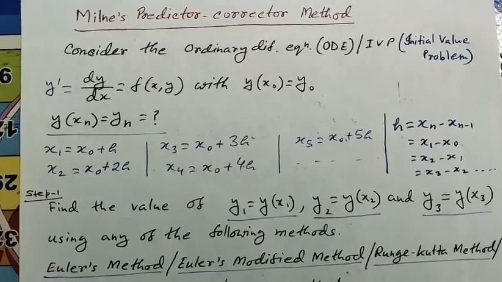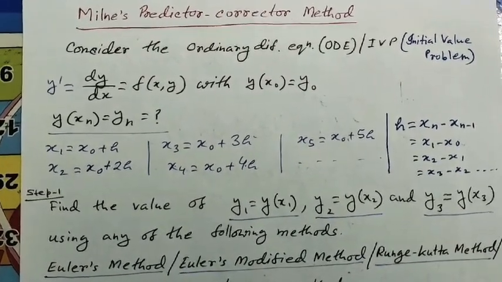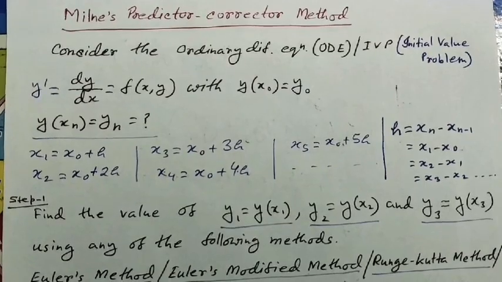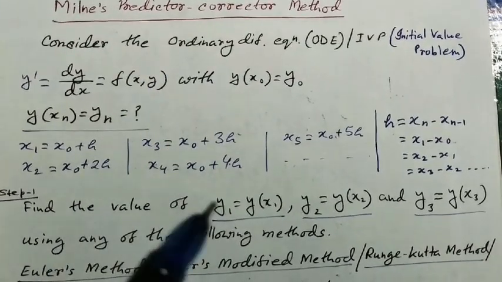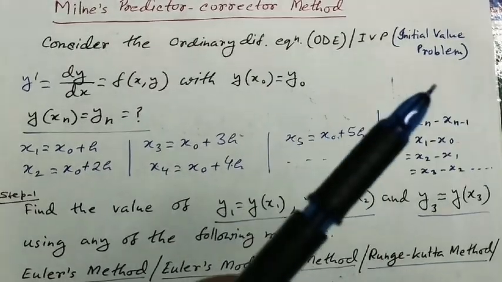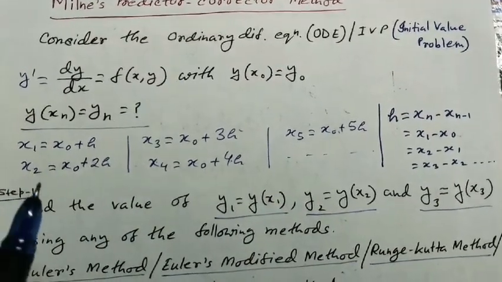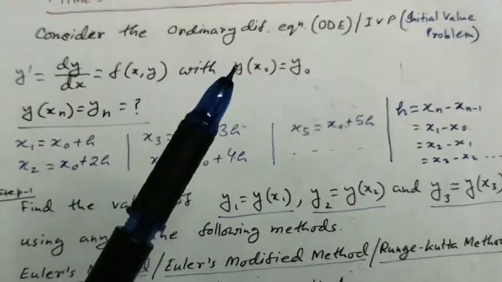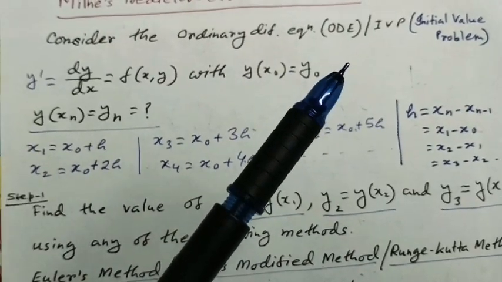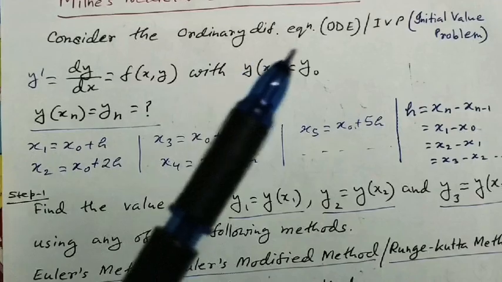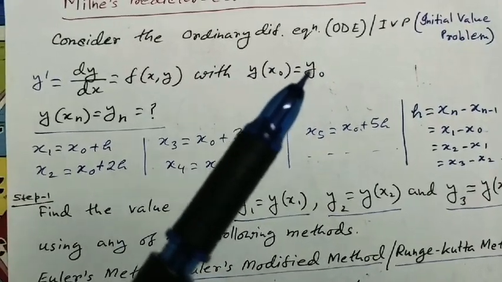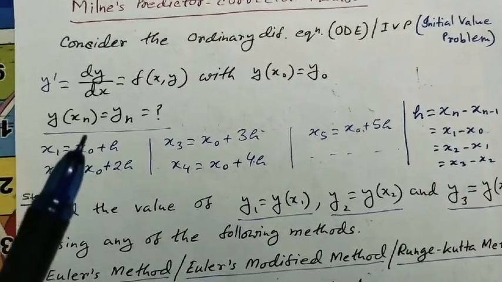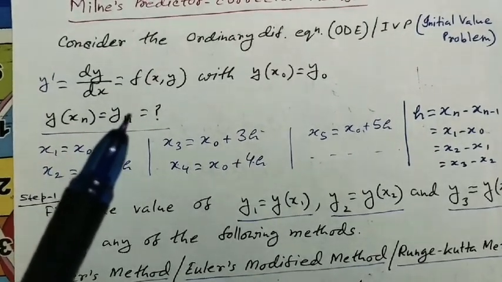Hello everyone. Today we are going to discuss Milne's predictor-corrector method. This is a numerical technique to find the solution of an ordinary differential equation (ODE) or initial value problem of the form y' = dy/dx = f(x, y) with y(x0) = y0. Here y(x0) means y0. The values of x0 and y0 will be given, and from these we have to find y(xn) = yn.